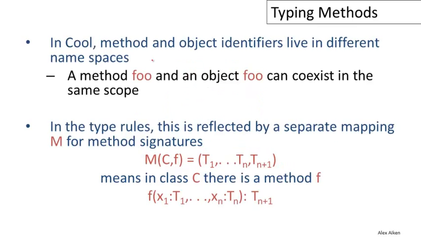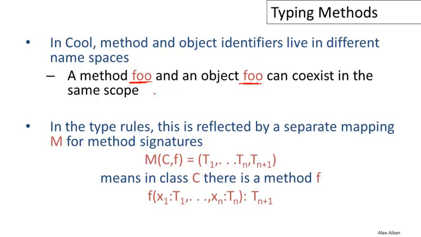An added wrinkle in COOL is that method and object identifiers live in different namespaces. That is, it's possible in the same scope to have a method called foo and also an object called foo, and we won't get the two confused. They are different enough and used differently enough in the language that we can always tell when we're talking about the object foo and when we're talking about the method foo.